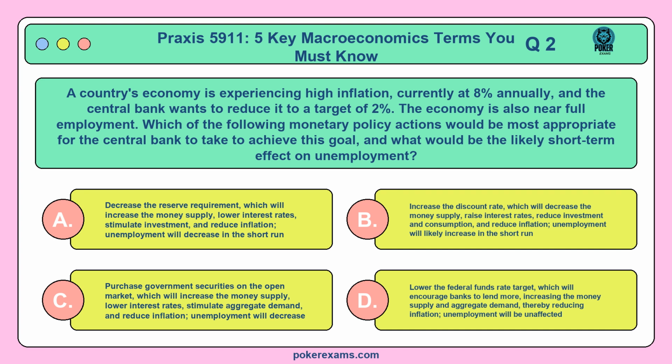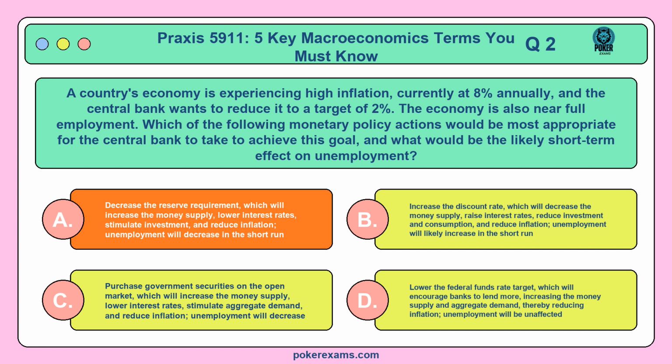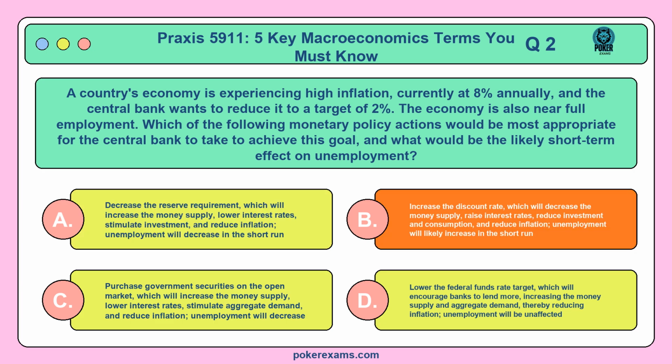Is it? Option A. Decrease the reserve requirement, which will increase the money supply, lower interest rates, stimulate investment and reduce inflation. Unemployment will decrease in the short run. B. Increase the discount rate, which will decrease the money supply, raise interest rates, reduce investment and consumption and reduce inflation. Unemployment will likely increase in the short run.